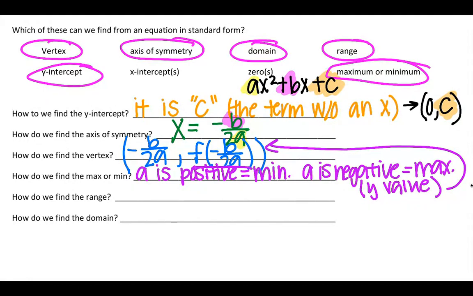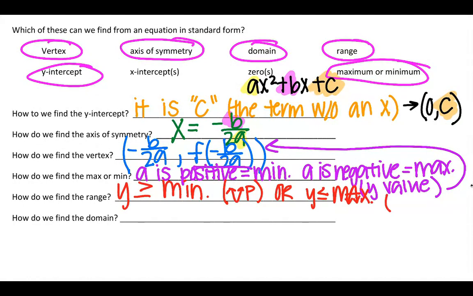Range is going to be: y is either greater than or equal to whatever your min value is, and that's if your parabola is facing upward, it's a min. Or y is less than or equal to whatever your max value is, and that's if your parabola is facing downward.